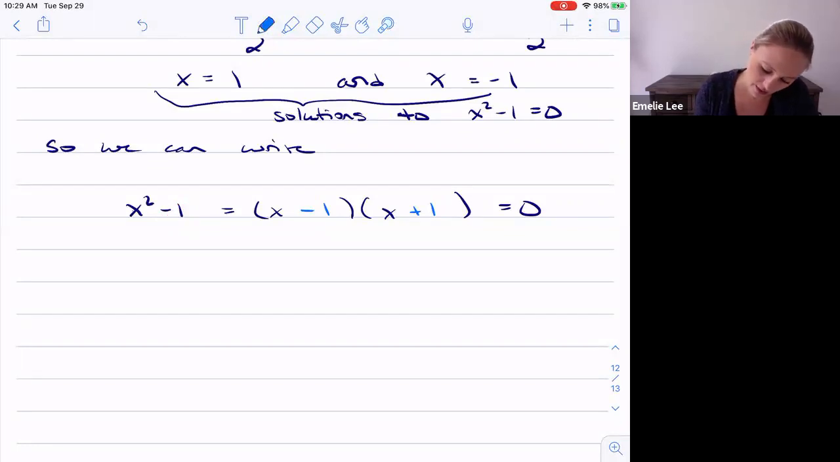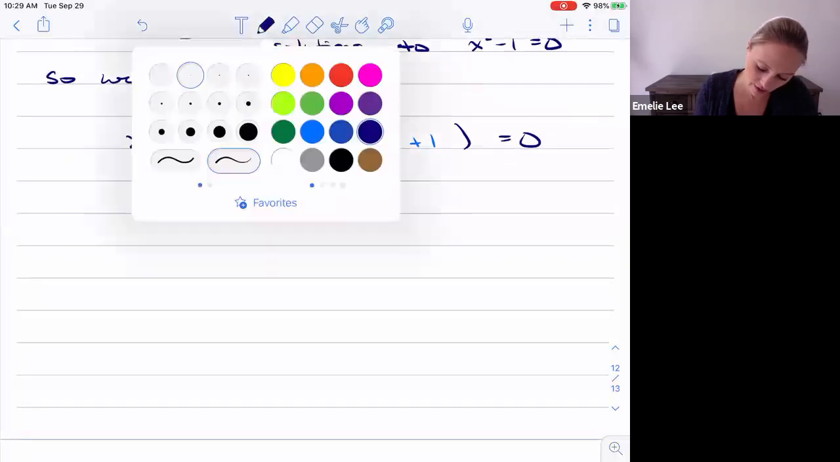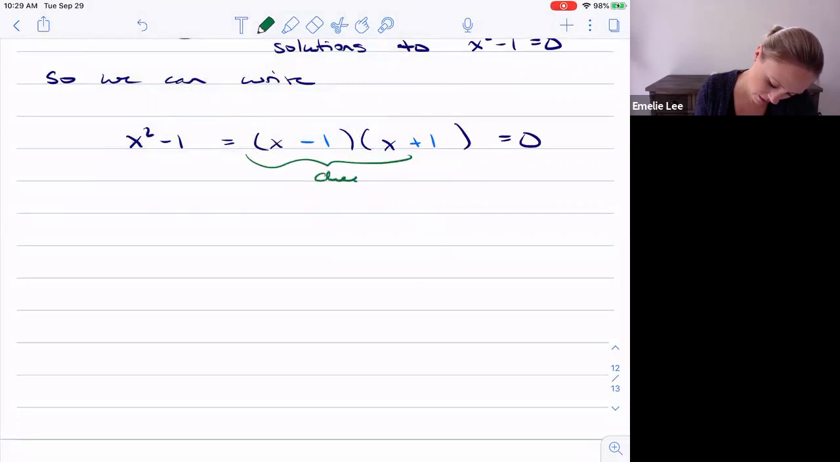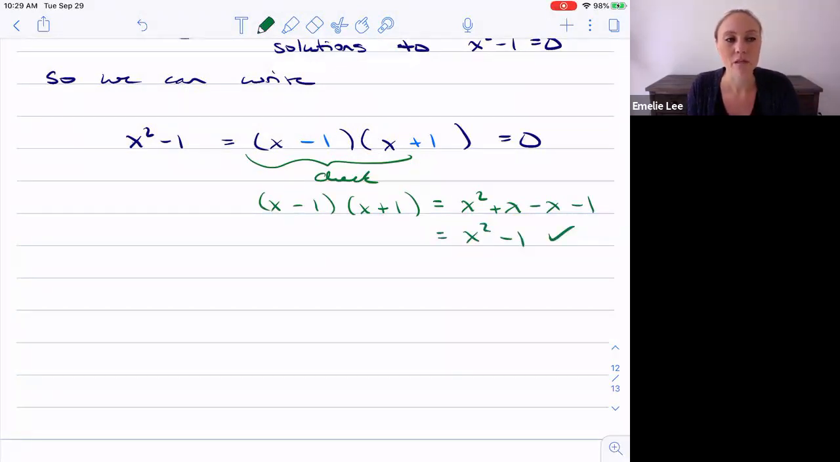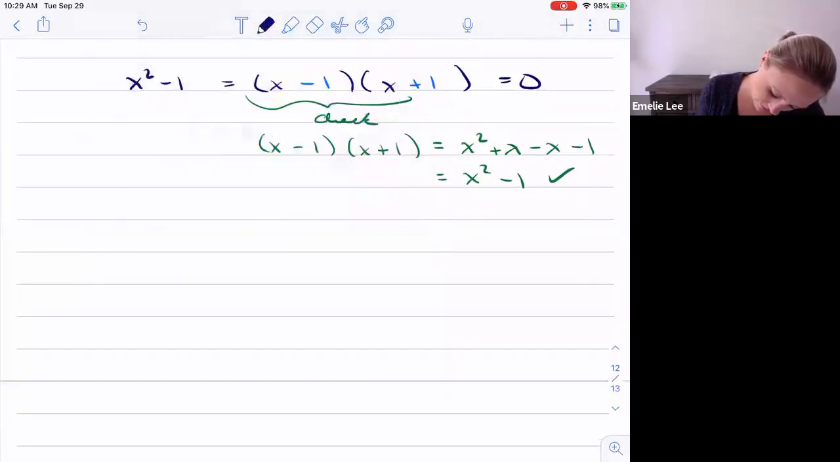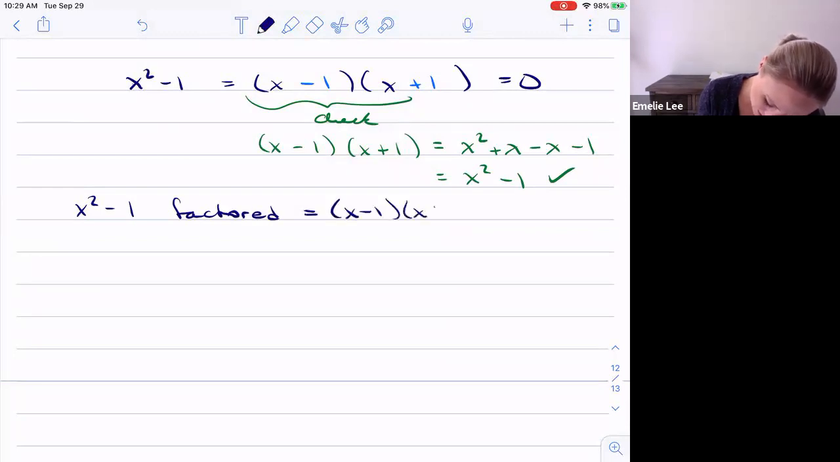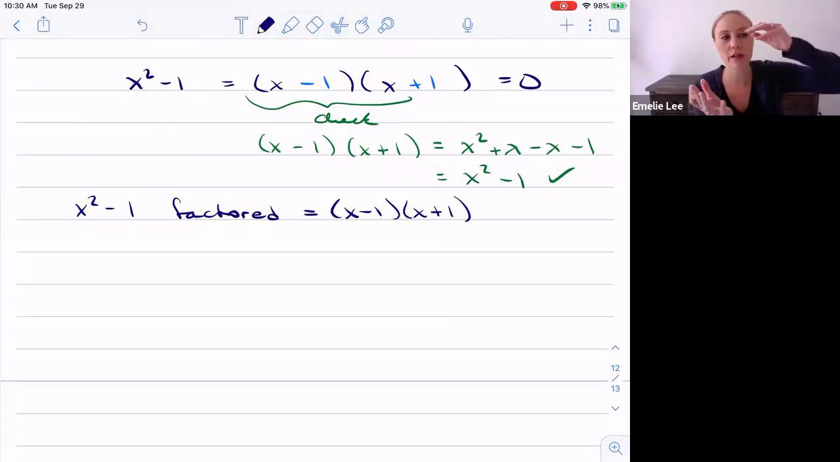And so now we can check this. x minus 1 times x plus 1 is x squared plus x minus x minus 1, which is x squared minus 1. So it worked out. So x squared minus 1 factored is x minus 1 times x plus 1. Now we've factored both the numerator and the denominator individually.